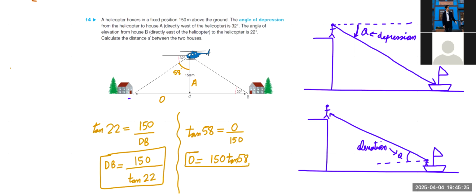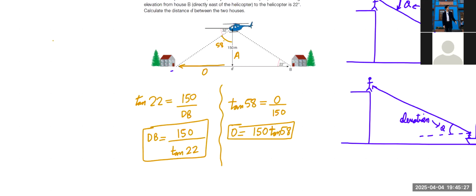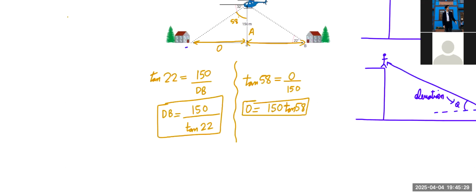Of course, we found this part and this part separately, so we have to add these two together to get the final answer. Can you just check what you get as the final answer then? 611.31. Exactly. 611.3 meters. And that's it.